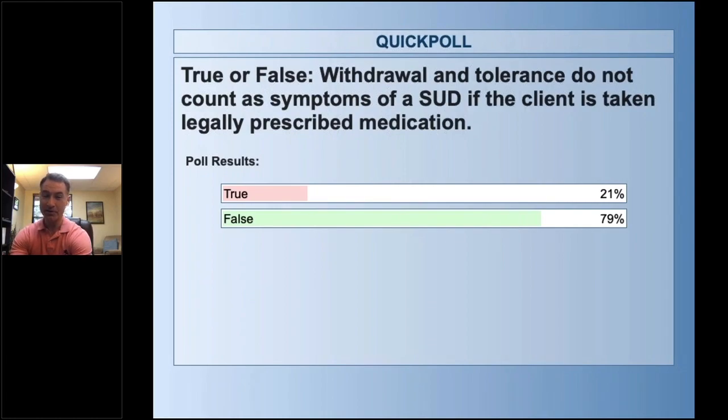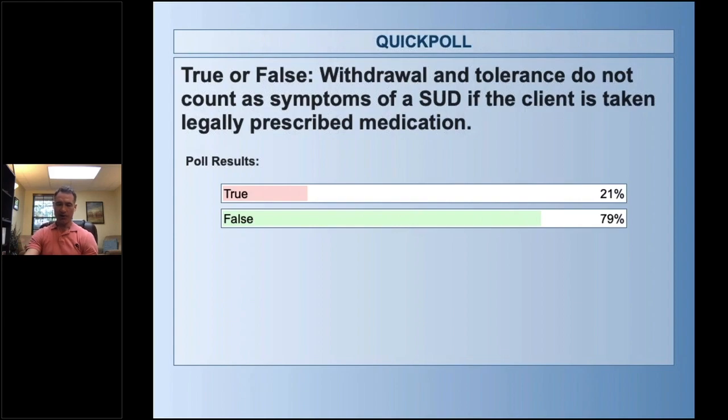Now, I don't feel very good about the answer to this question, but the honest answer is true. The DSM actually has built into it specifically an exception where you cannot count tolerance or withdrawal towards the symptoms if the client is using either a sedative, hypnotic, or anxiolytic, opioid, or stimulant medication as prescribed, consistent with the physician's orders. So there is a bit of a qualifier here.